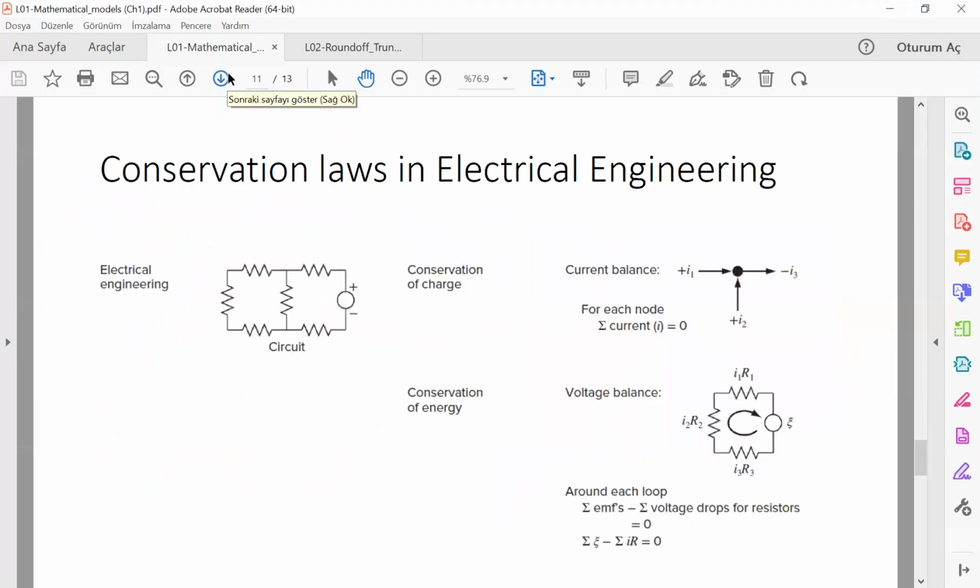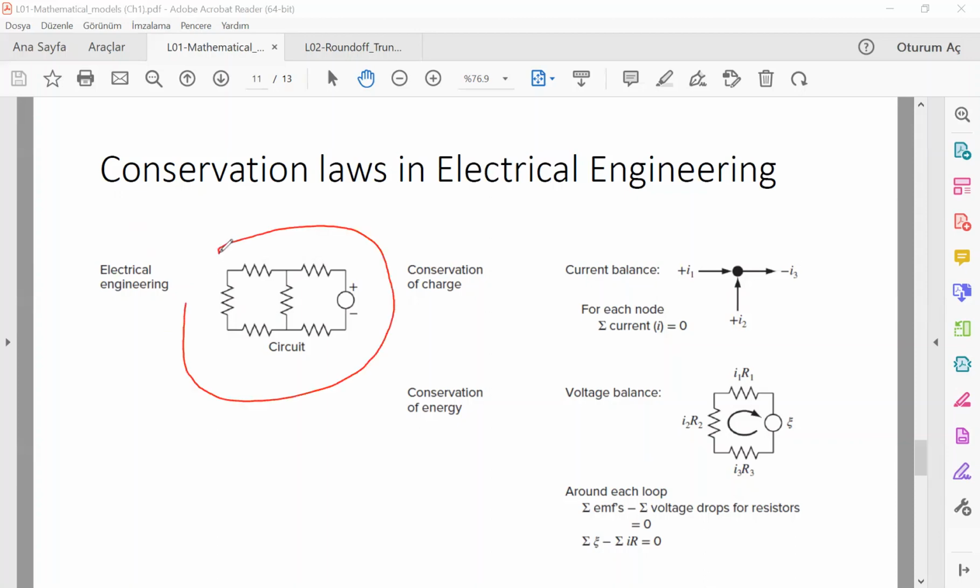So how do we use conservation laws in electrical engineering? There are some other examples in other engineering disciplines. Here we look into only electrical engineering applications, and I'm sure that you know two examples shown on the right-hand side.